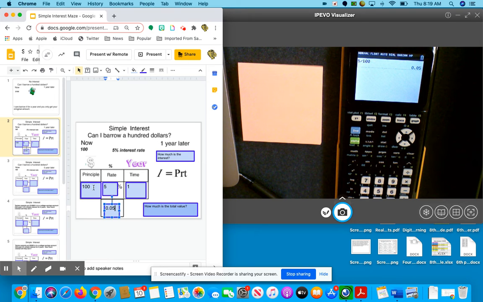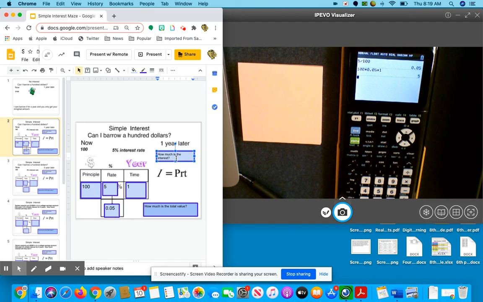The formula says interest is equal to principal times rate times time. All I have to do is use my principal, which is $100, times my rate, which is this decimal, and times my years. It'll give me how much I have to pay extra, which is called my interest, okay? So I'm going to put $100 in my calculator times 0.05 times 1 year.